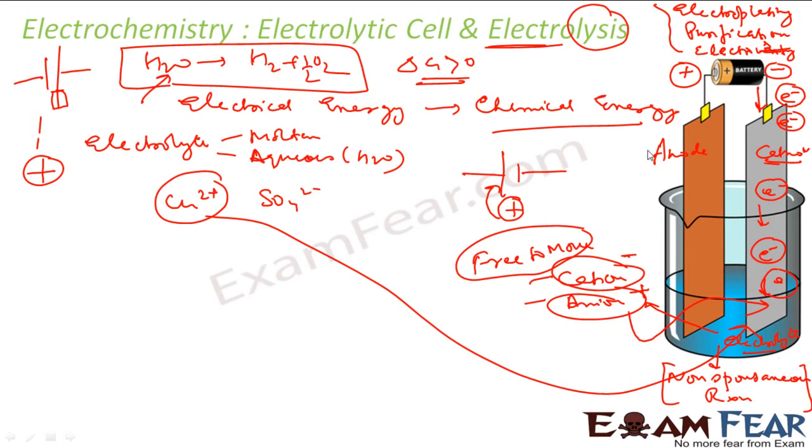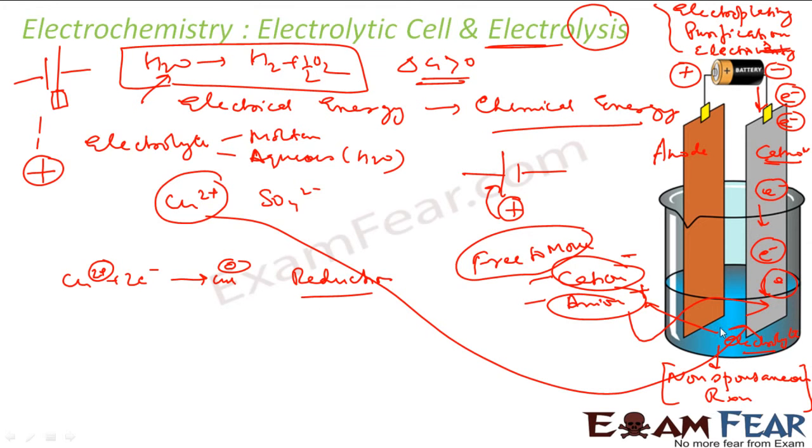So the electrons are transferred from the cathode using the battery, and these electrons are taken by the Cu2+. Thus, if you see, Cu2+ is taking 2 electrons at the cathode and becoming copper, and there is a reduction happening from +2 oxidation number to 0 oxidation number, right? So there is a reduction that happens at the cathode.